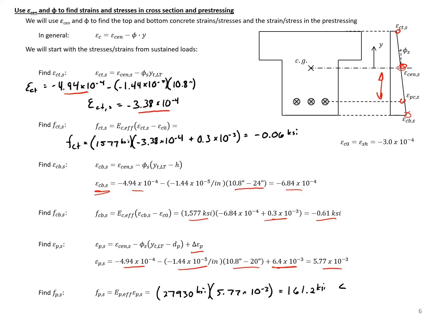We can see that this is less than the yield strength for our pre-stressing. So we know that all of our linear elastic assumptions are okay.